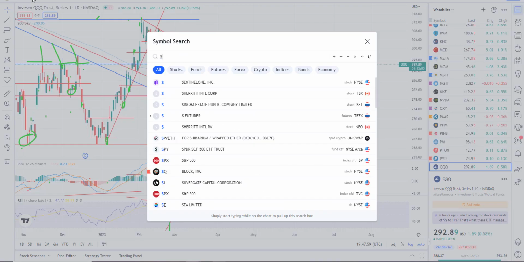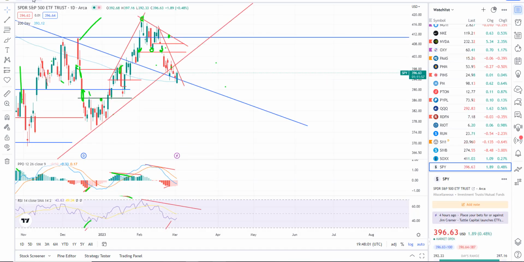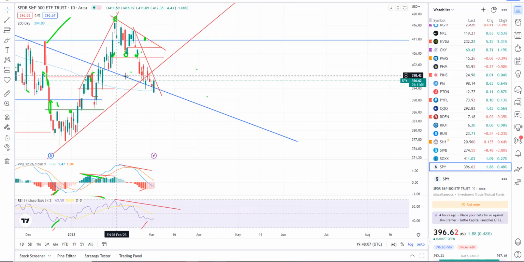Okay, and then we can look at the SPY real quick. The SPY, for the most part, just follows the triple Qs. The triple Qs is so heavily weighted in the SPY. It just does really control a lot of the movement.